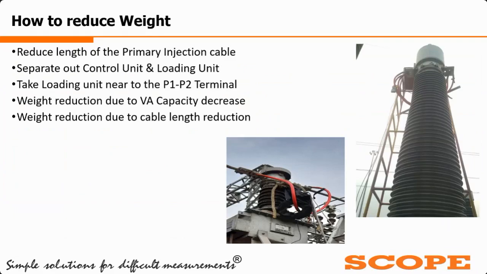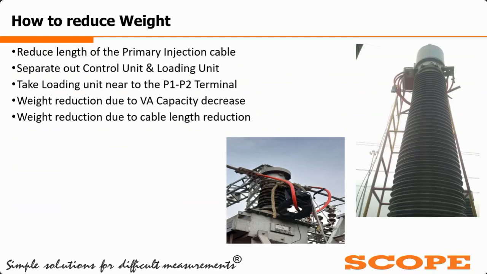So, reduce length of primary injection cable. We have various points to consider during the weight reduction of the primary current injection test set. Firstly, we have to reduce the length of primary injection cable, then separate out the control unit and loading unit. As you know, there are two units.